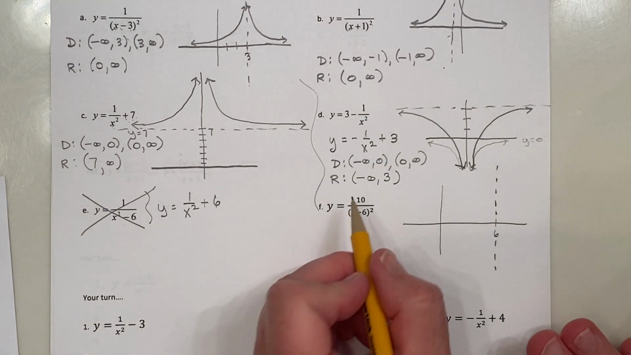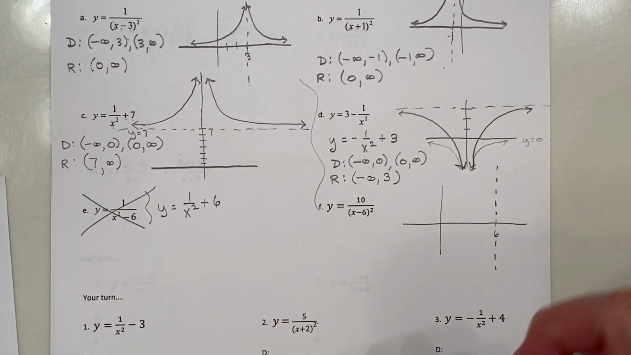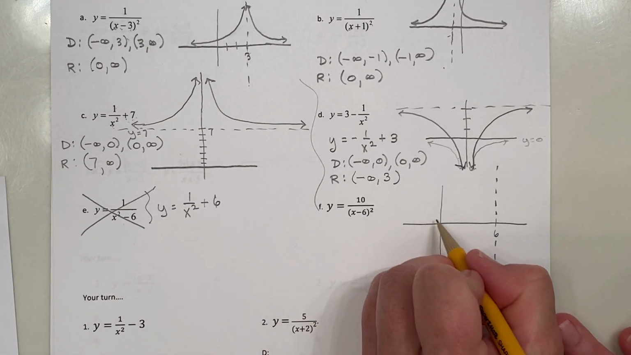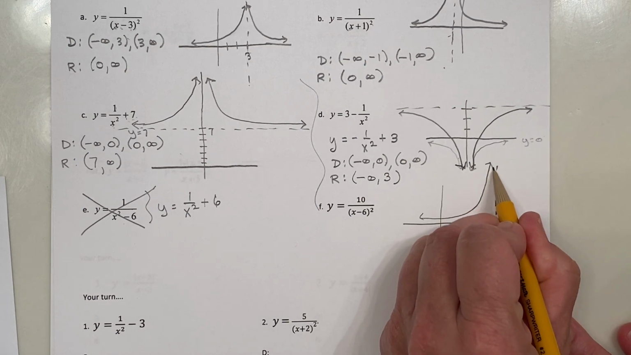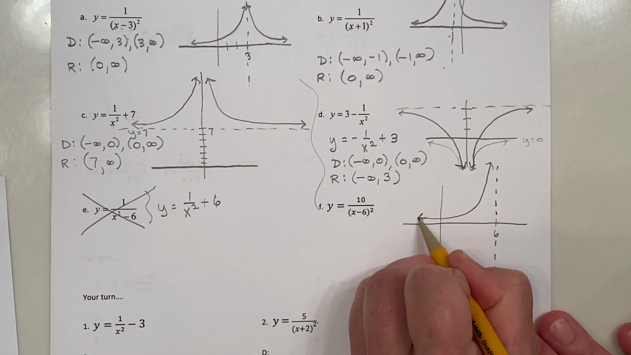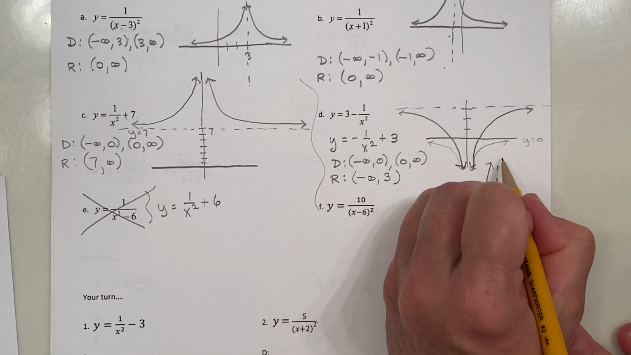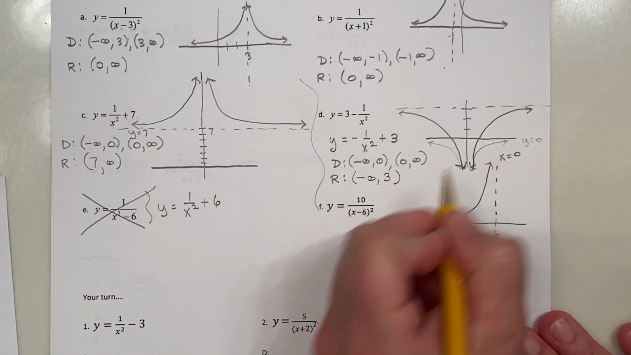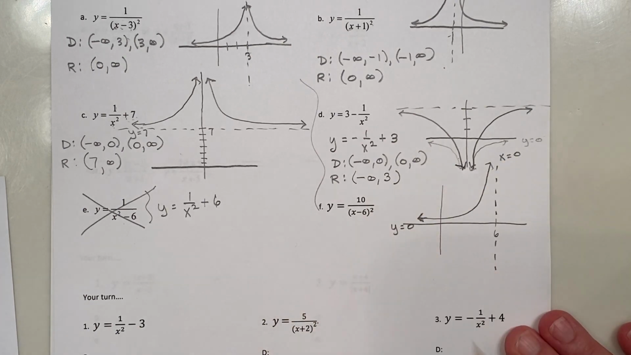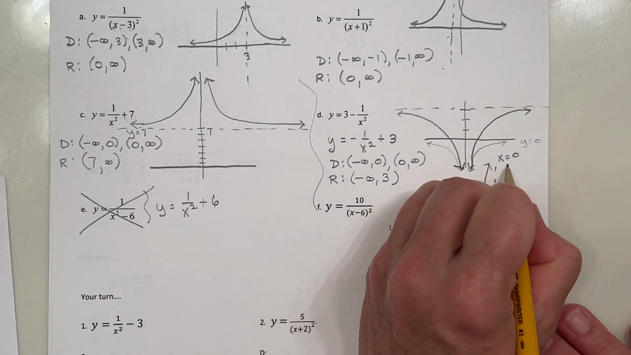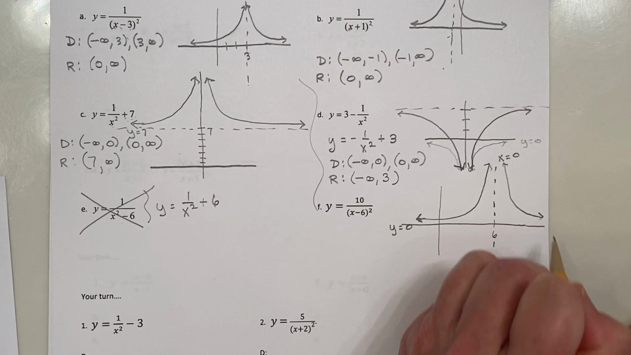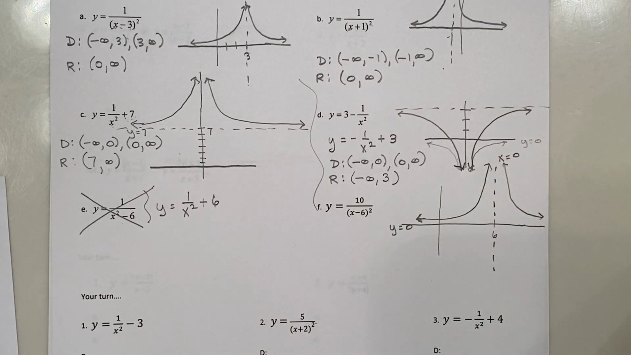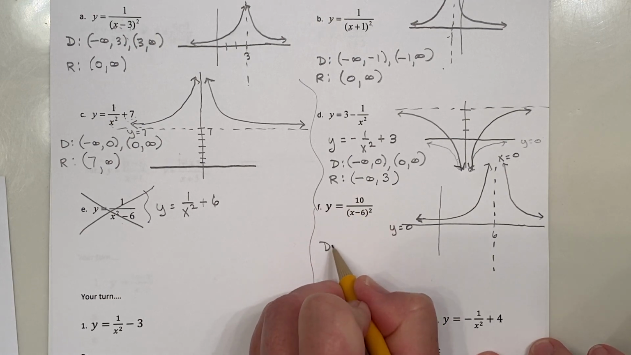Now this 10 is actually going to stretch your graph. It's going to stretch it away from the axes. So what it does is it just takes a little longer to get to this vertical asymptote and this horizontal asymptote. I might have said axis earlier, I meant asymptotes. So it just takes a little bit longer to get there. It's a little further away. But that vertical stretch is not going to change your domain and range.